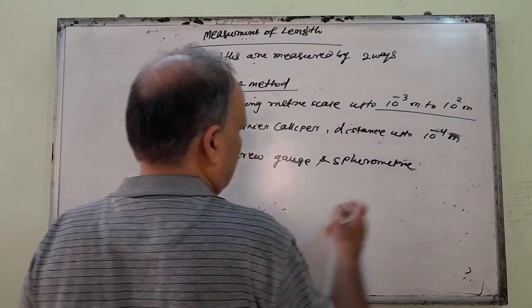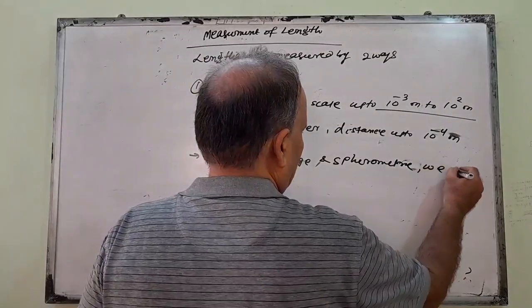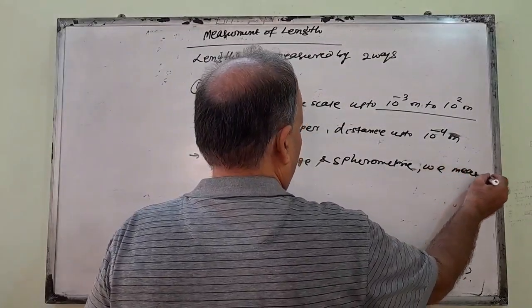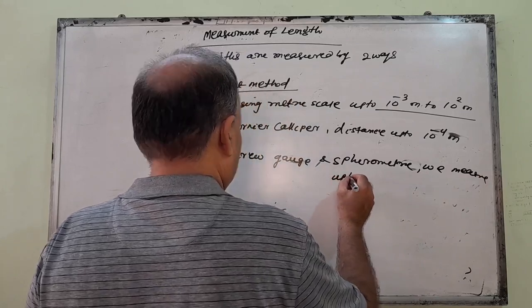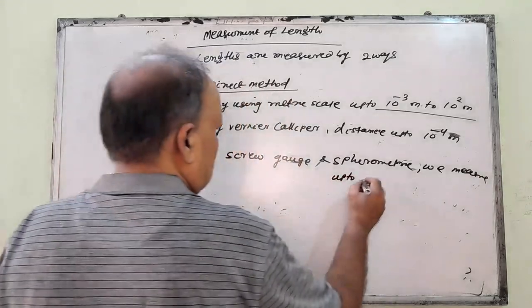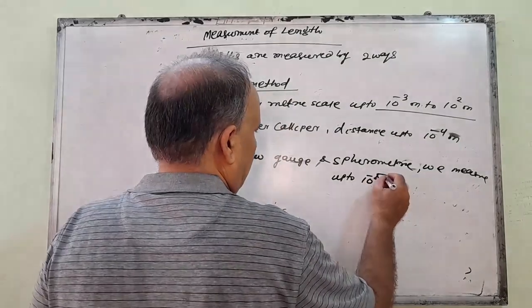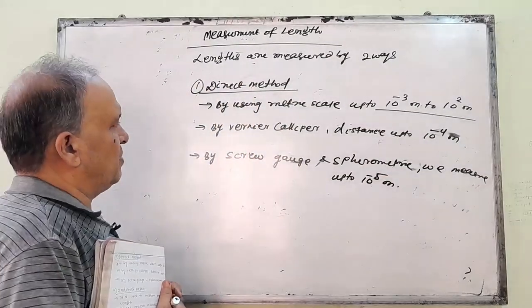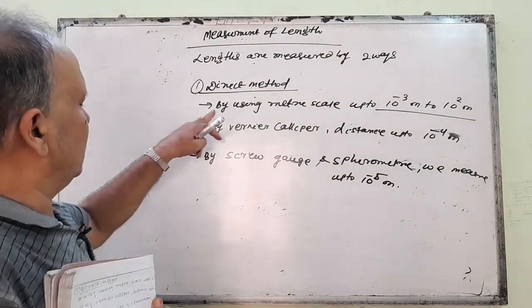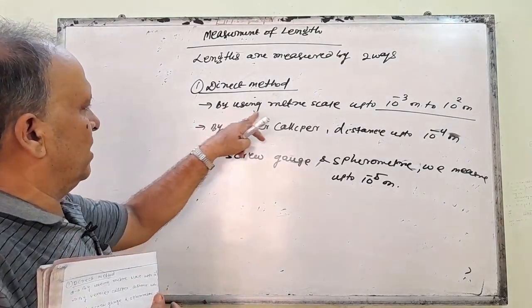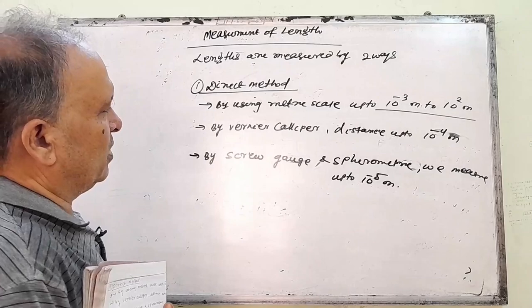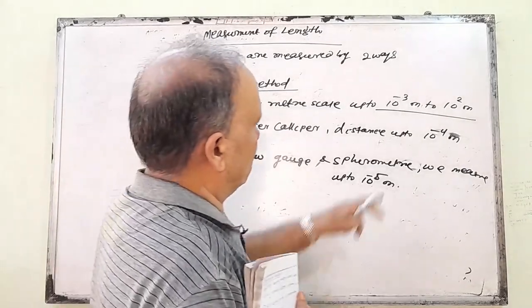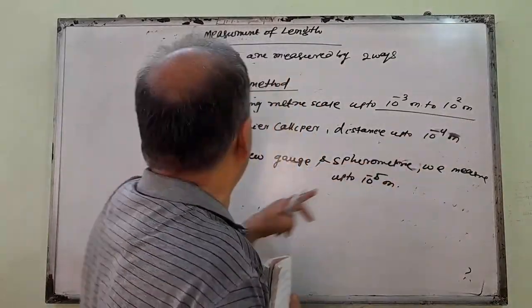We measure up to 10 to the power minus 5 meter. You see, these are the direct methods for measuring length. One is your vernier, by your meter scale up to 10 to the power minus 3 meter to 10 to the power 2 meter. You remember this range.